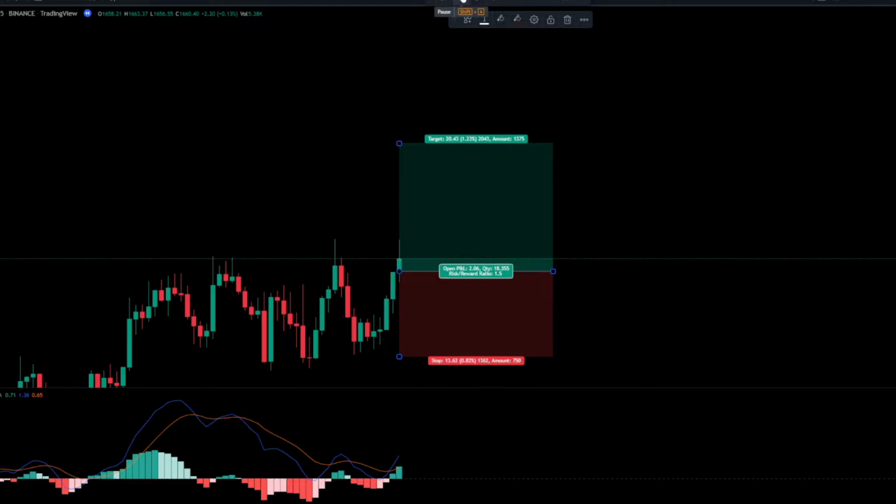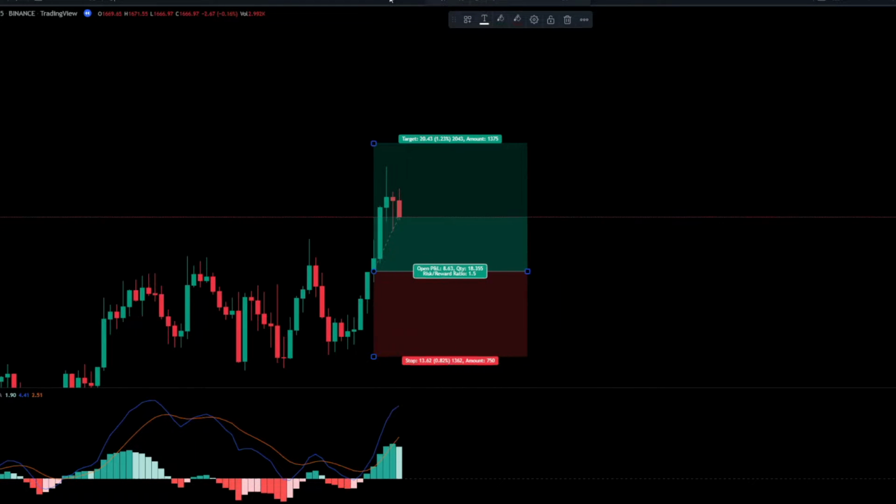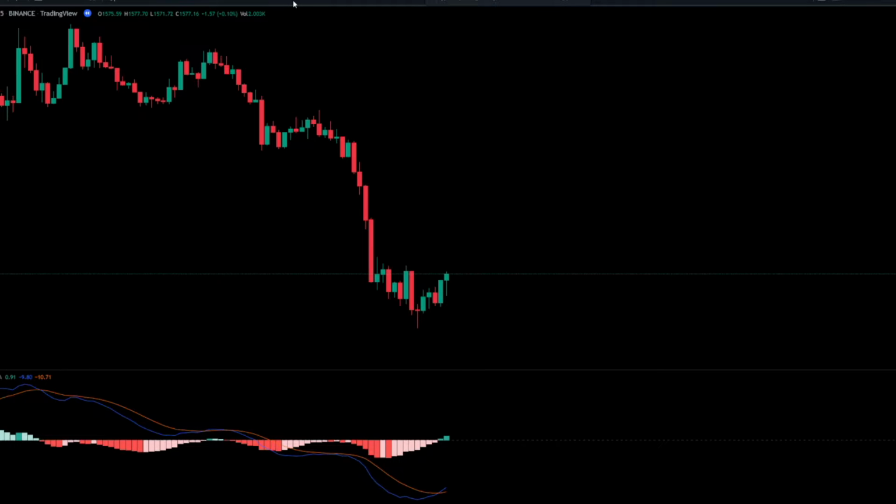Let's see how this trade goes. After a while it hits our target. Let's see another example of a long trade, then I'll show you the short trade examples.